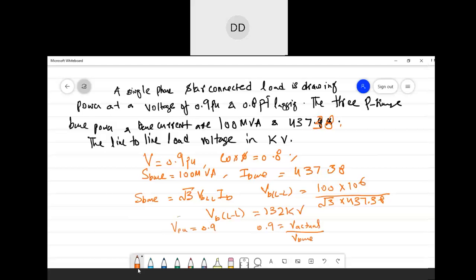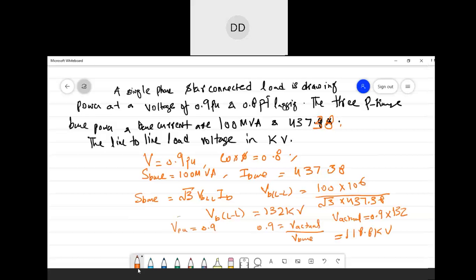So here, what you calculated was your V base. You need to calculate V actual. So V actual would be equal to 0.9 into your V base. V base is 132. Once you calculate it, you will get a value of around 118.8 kV. So this is how the problems on per unit system are calculated.